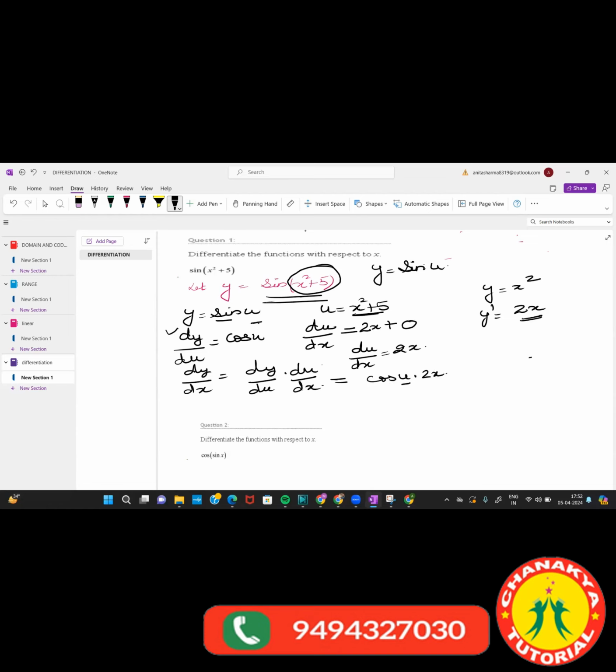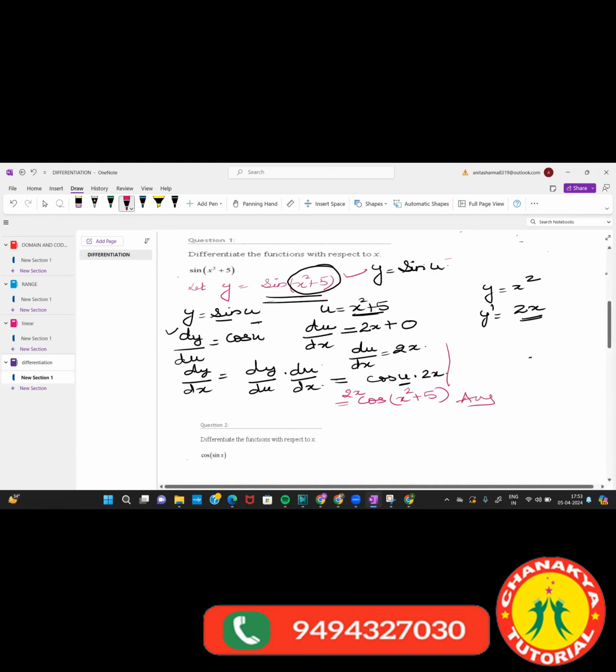Now here we have a function cos u in terms of u, but we want our answer in terms of x. So put the value of u. u is x square plus 5, so I will write 2x before cos of x square plus 5. Got it? So in this way, you can find the derivative by using the chain rule.